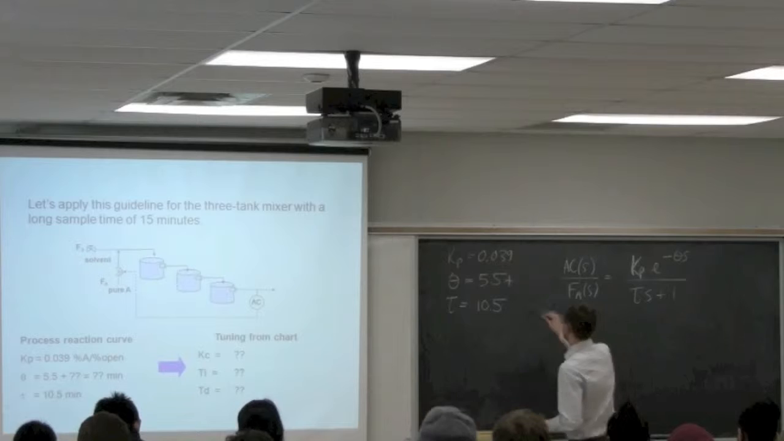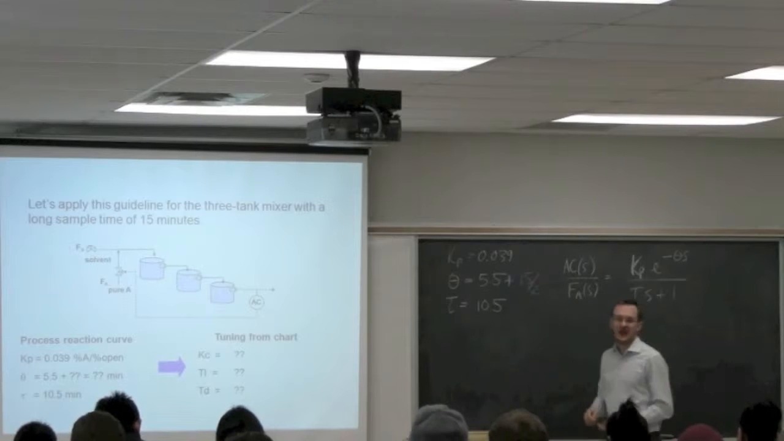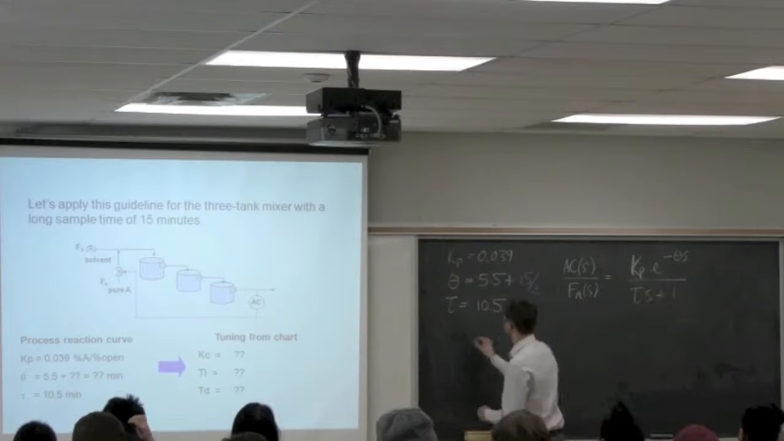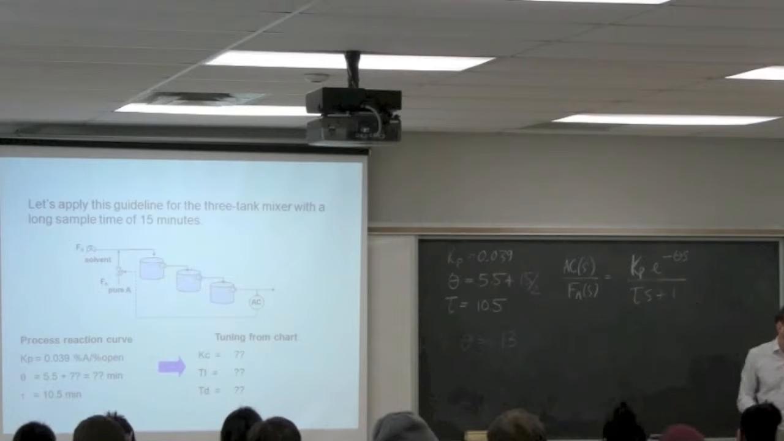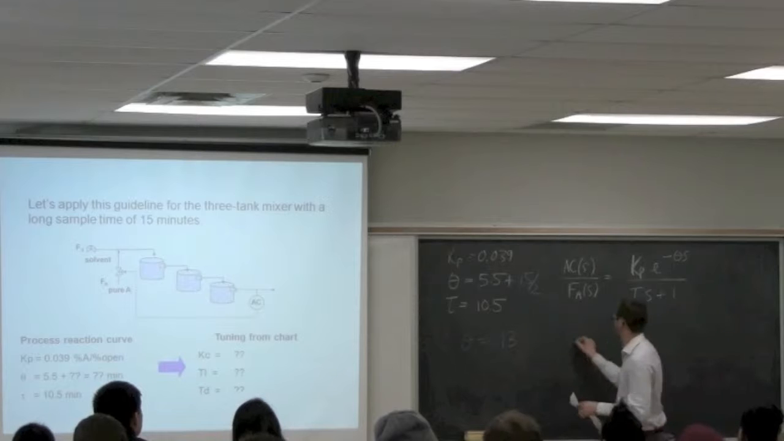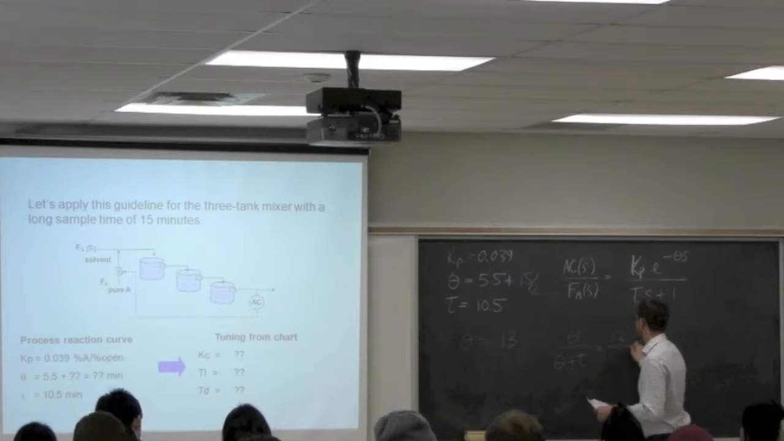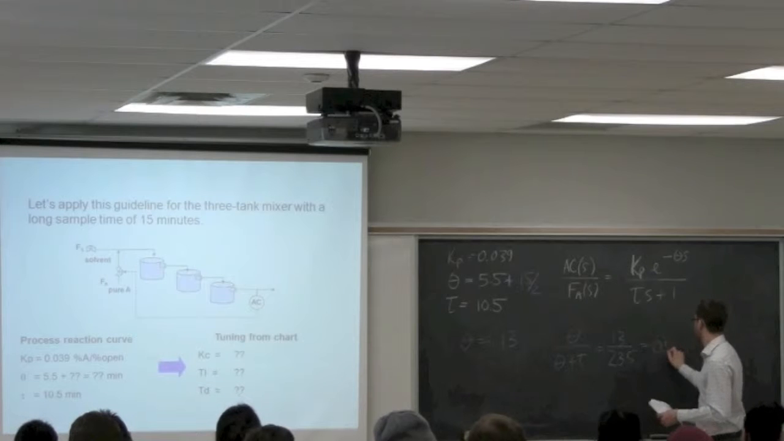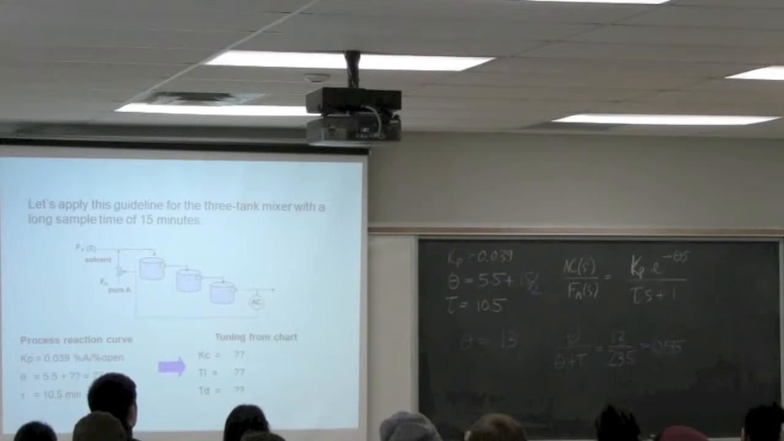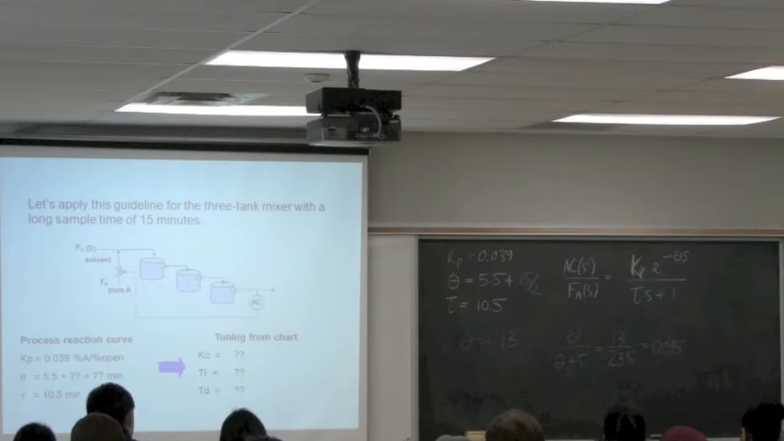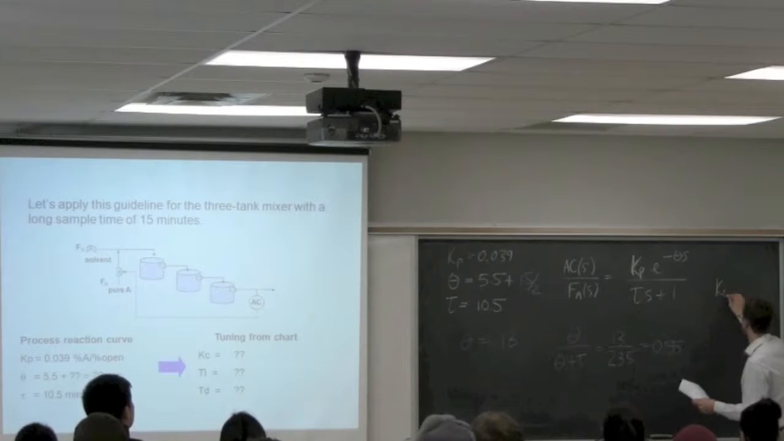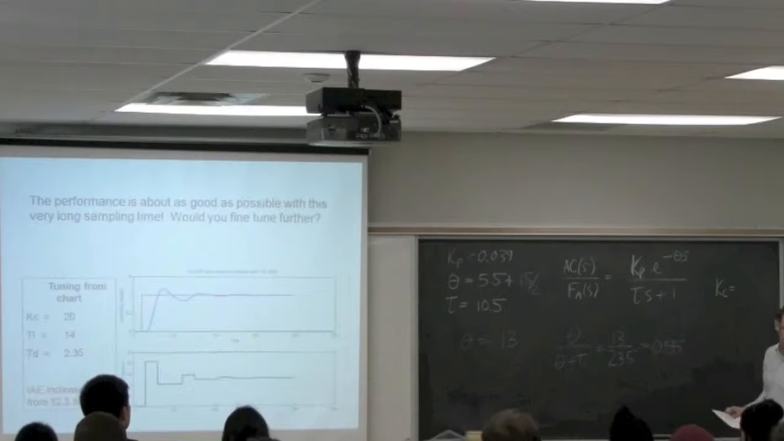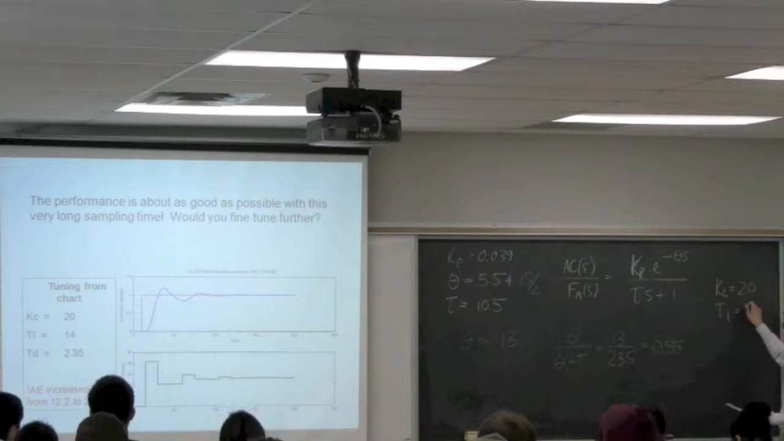7.5. Okay. So because we're sampling at 15, divide by 2, add an additional delta t over 2, and now the theta that you use is 5.5 plus 7.5, which gives you 13. So then theta divided by theta plus tau on the table is 13 over 23.5. You're looking at an x-axis on your tuning chart of 0.55. So locate 0.55 on your tuning chart, and you use that for the tuning. Which, for disturbances, I'll just write it down here, so I'll verify it at home. For disturbance tuning, it's on the next slide. So Kc is equal to 20, Ti is equal to 14.